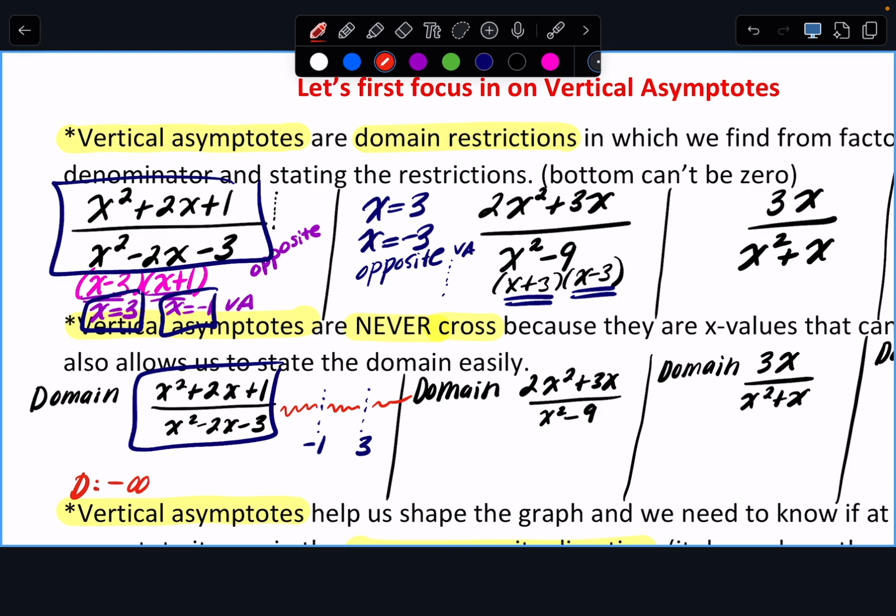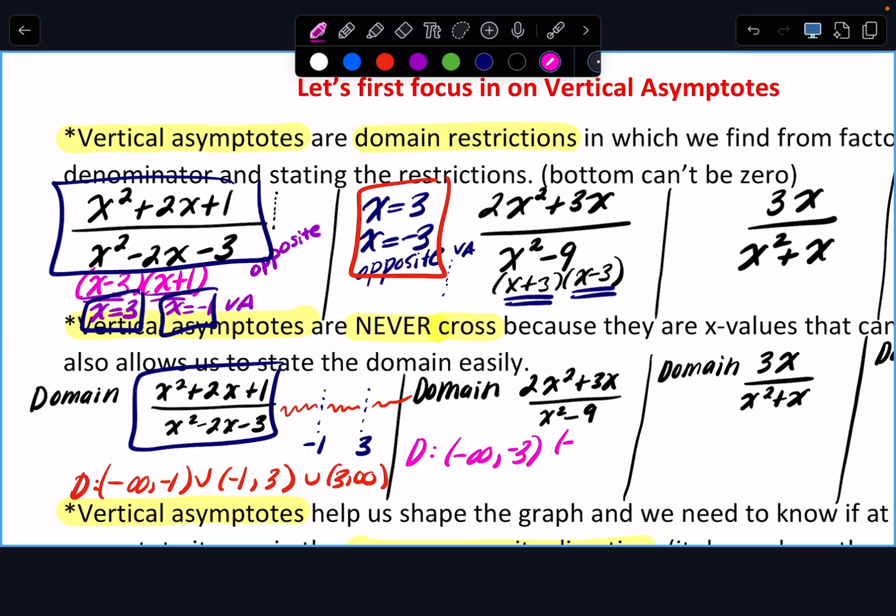So our domain will be negative infinity to negative 1, jump over negative 1, head to 3, jump over 3, head to infinity. So anytime you're asked the domain, you're always going to jump over the restrictions. You're going to go from left to right, jumping over the restrictions. So if these are the restrictions, what would be the domain on this one? Negative infinity to negative 3, then from negative 3 to 3, then from 3 to infinity.